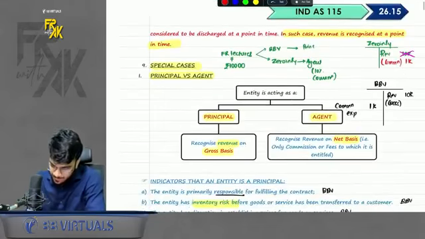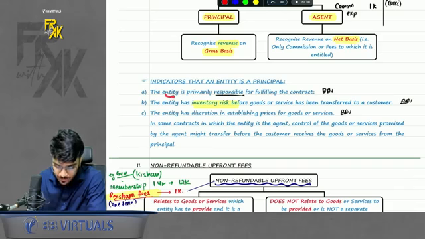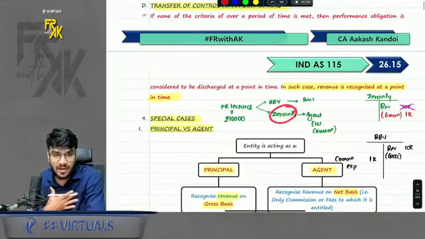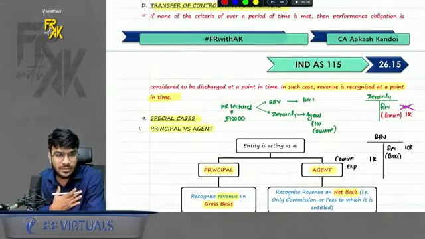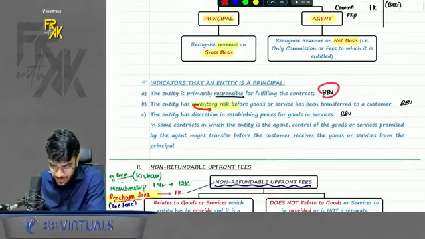So let's say, for example, there are some indicators given. The first indicator is which entity is responsible for fulfilling the contract. Can I say even if Zero in Fees makes the sale of our lectures, BB Virtuals has to fulfill the contract of teaching. So BB Virtuals is the principal here. Second, who has the inventory risk?